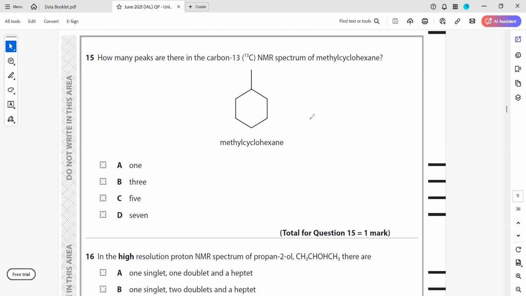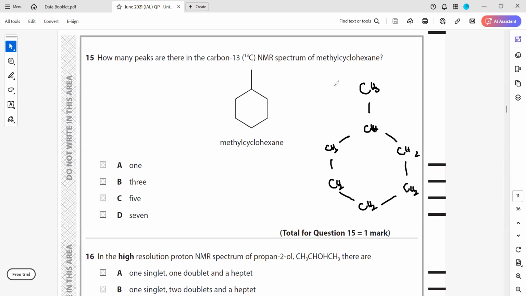Identical or not? So if I draw this structure, it is CH3, CH, CH2, CH2, CH2, CH2, CH2. This is a structure, okay?